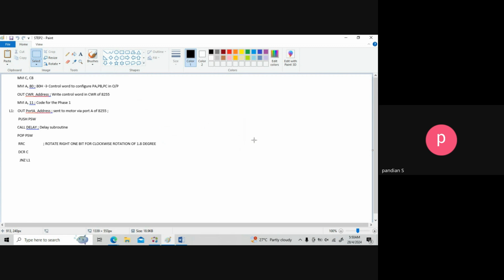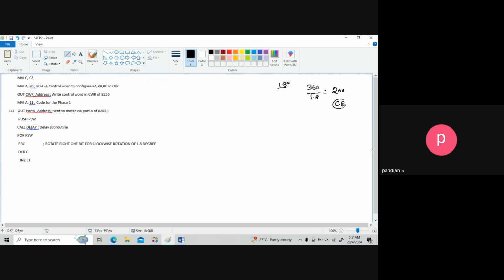Today we are going to see stepper motor control using 8085. Now here we are having a stepper motor. The stepper motor will rotate 1.8 degree for each signal. If you have 360 degrees, then dividing by 1.8, you will get 200. The 200 in hexadecimal is C8.